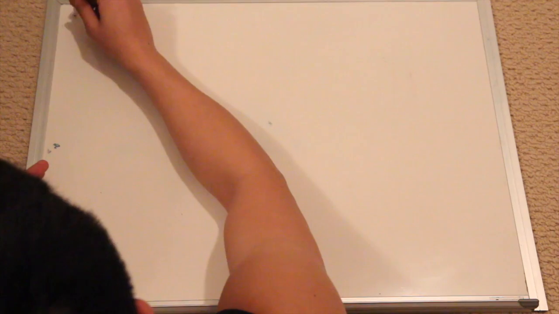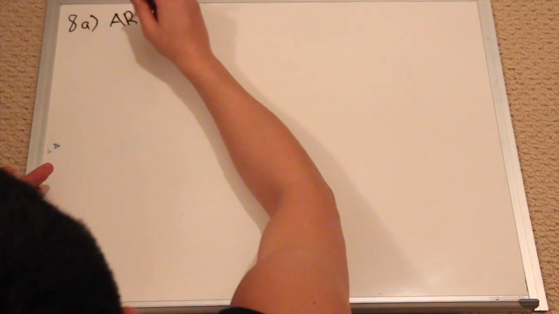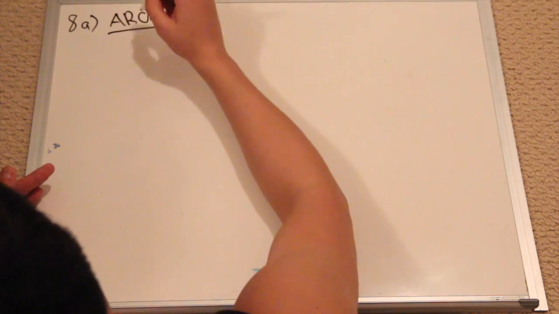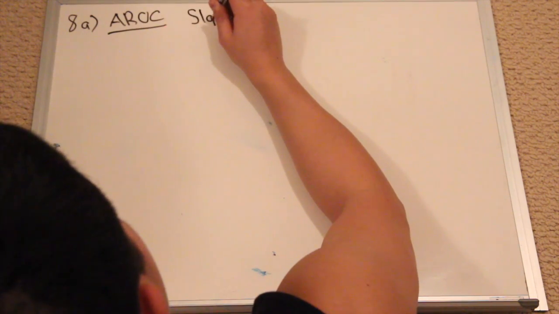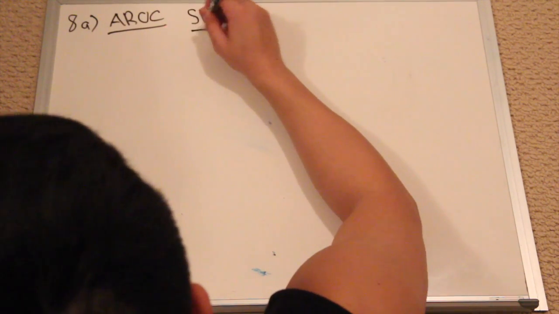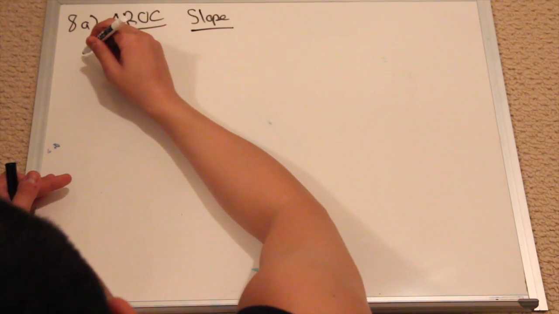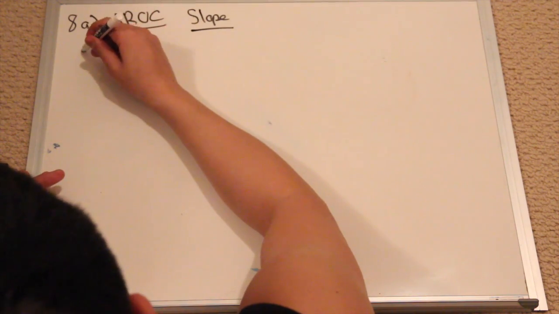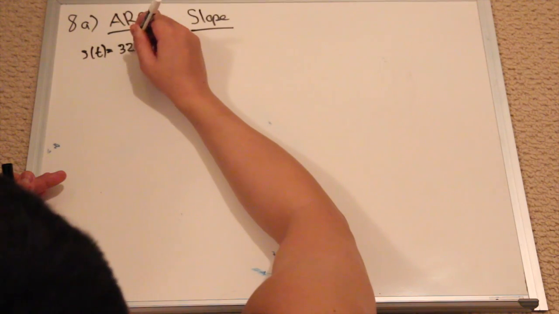Alright guys, now for part 8A of the question, if you recall, we are going to be trying to find the average rate of change, also known as slope, between two intervals. Alright, so we should start by writing out the equation, just so we can relate back to it and so we can be efficient.